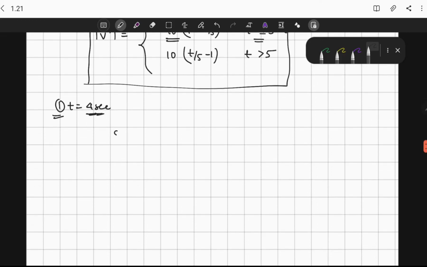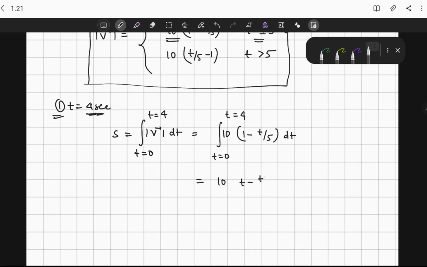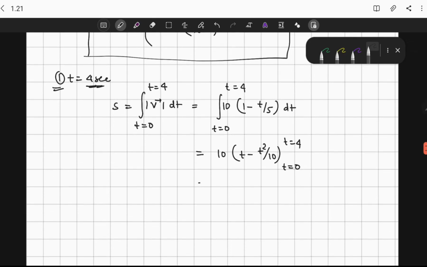So again we can find the distance is equal to speed into dt, integral from t equal to 0 to t equal to 4 seconds. So if we integrate this particular expression, we will get integral of 10 times (1 minus t by 5) dt from t equal to 0 to t equal to 4 seconds. So from here we will get 10 times (t minus t square by 10) from t equal to 0 to t equal to 4. And if we solve this particular expression, we will get 24 centimeter.